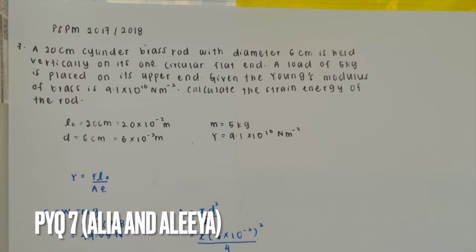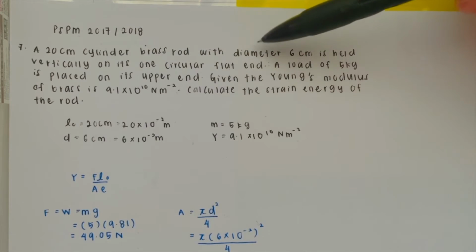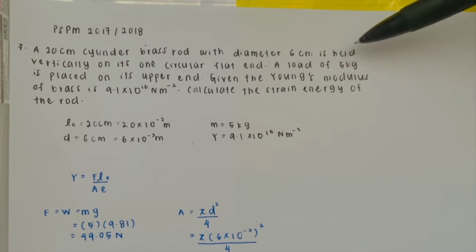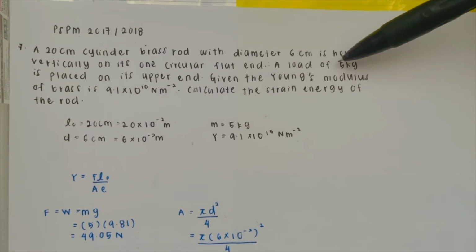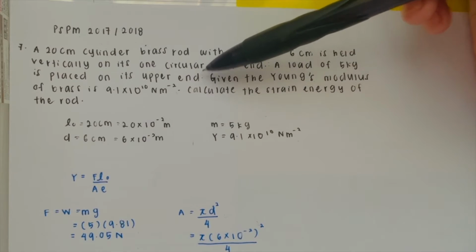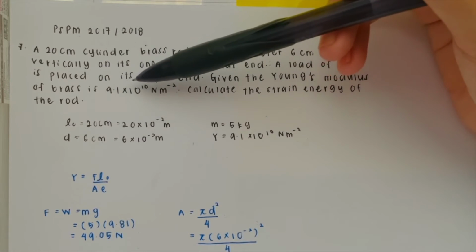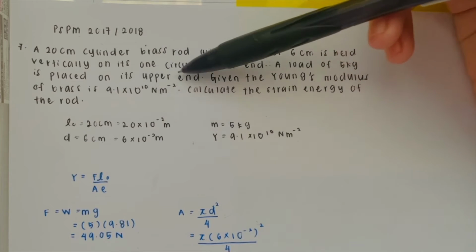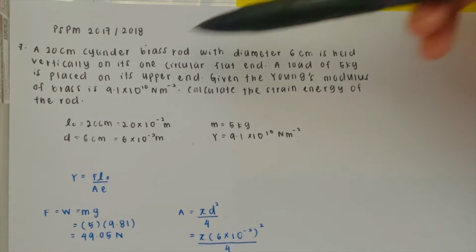Okay, soalan PSPM 2017-2018 nombor 7. A 20 cm cylinder brass rod with diameter 6 cm is held vertically on its one circular flat end. A load of 5 kg is placed on its upper end. Given the Young's modulus of brass is 9.1 times 10 power of 10 Newton per meter square, calculate the strain energy of the rod.